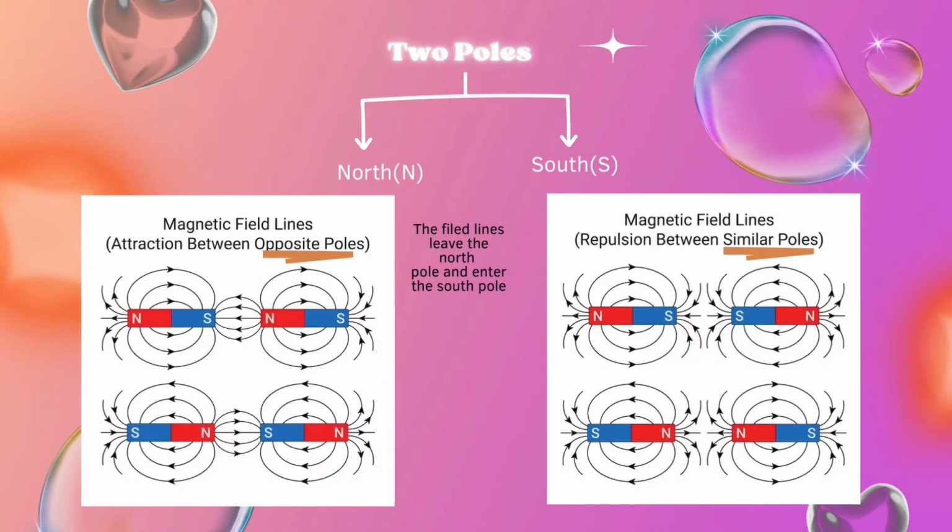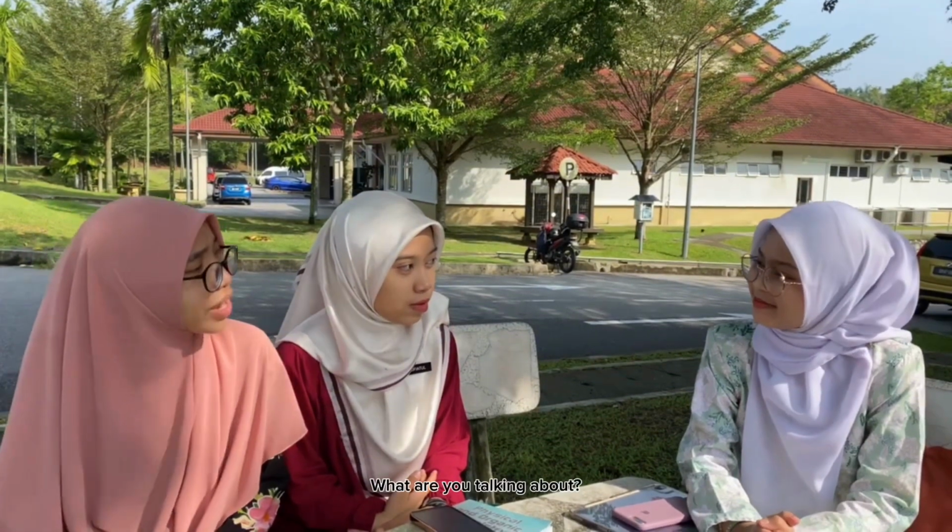A magnet has 2 poles, north and south. When opposite poles face each other, they produce an attraction force that makes the magnets attract one another. We can also see that the magnetic field lines leave the north pole and enter the south pole of the magnet.